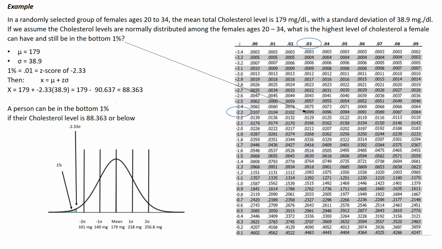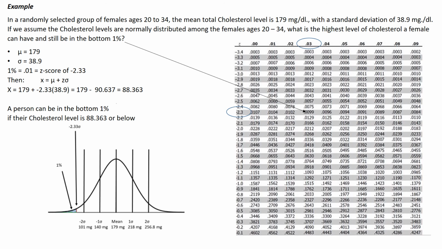Finally, here's another similar example. A random group of females aged 20 to 34 with the mean total cholesterol of 179 milligrams per deciliter with a standard deviation of 38.9 milligrams per deciliter. We assume the cholesterol levels are distributed normally between the females aged 20 to 34. Then, what's the highest level of cholesterol a female can have and be at the bottom 1%?